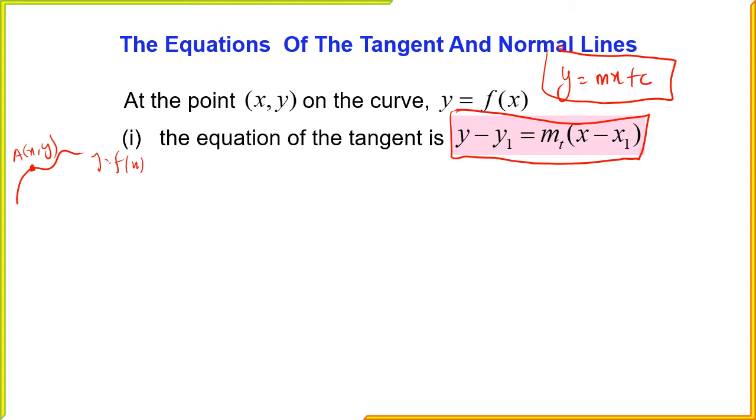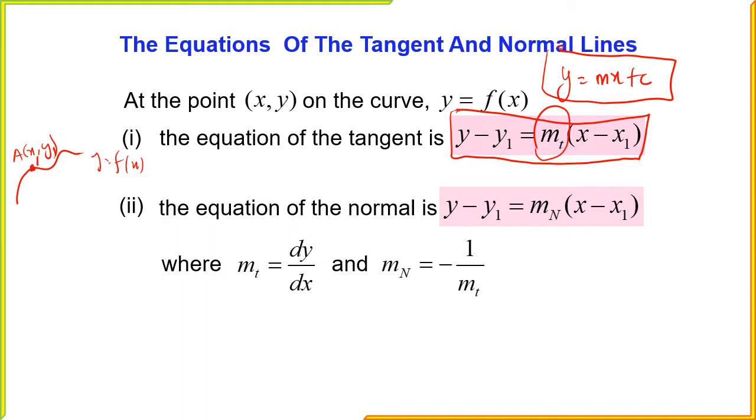But because we already know the x1, y1, which is the point A here, we can just substitute the x1, y1 and the value of the gradient of the tangent. Okay, the equation of the normal is y minus y1 equal to m n multiplied by x minus x1. So the normal line will be crossing the same point A, x1, y1. That's why we have y minus y1 equal to the gradient of the normal multiplied by x minus x1. The difference between the equation of the tangent and normal is the m, the gradient.